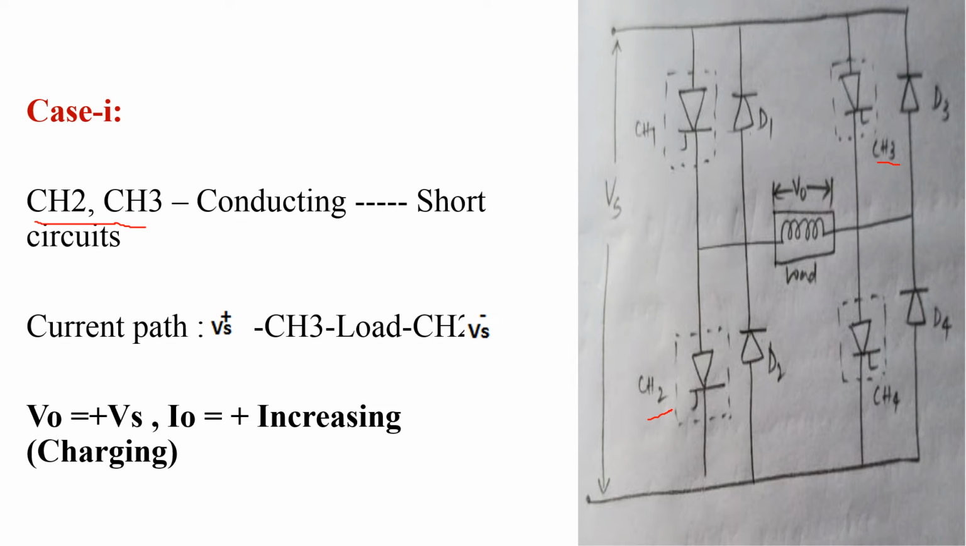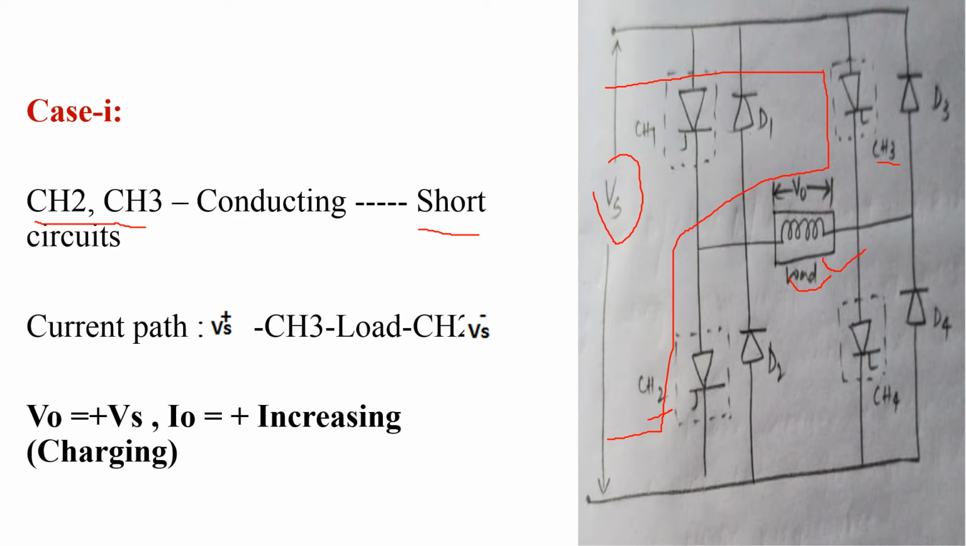Means CH2 and CH3 act as a short circuit, all the remaining act as an open circuit, and there is a path for current from source to load. There is a path for current from source to load in the direction of Vs plus, CH3, load, CH2 and Vs minus. Means the total input voltage appears across the load V0.